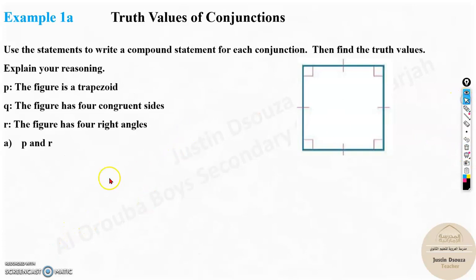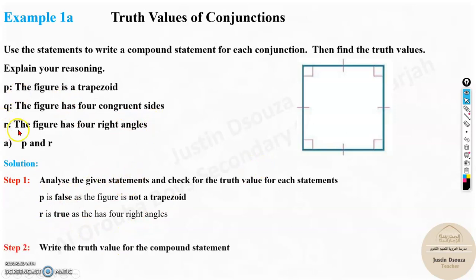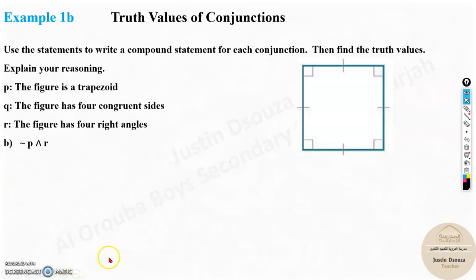Now let's see the reasoning they have asked for. Analyze the given statements. P is false because it's not a trapezoid. R is true because the figure has four right angles. And then write the truth value of the compound statement. It is P and R. Whenever one is false, this will be false. It is false. That's the answer.